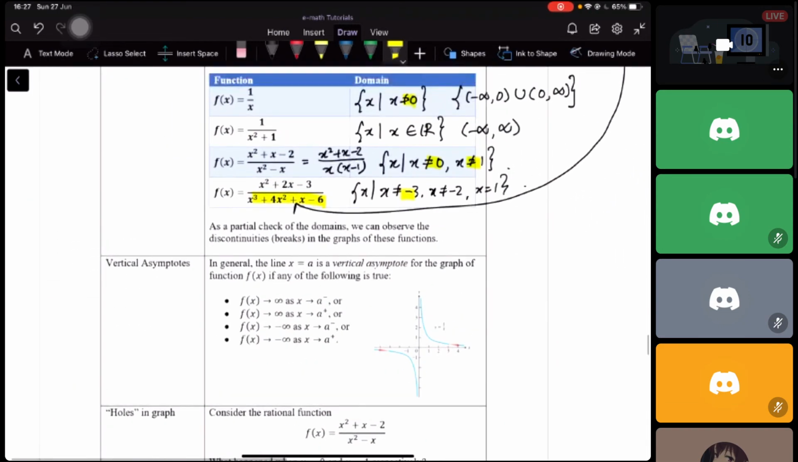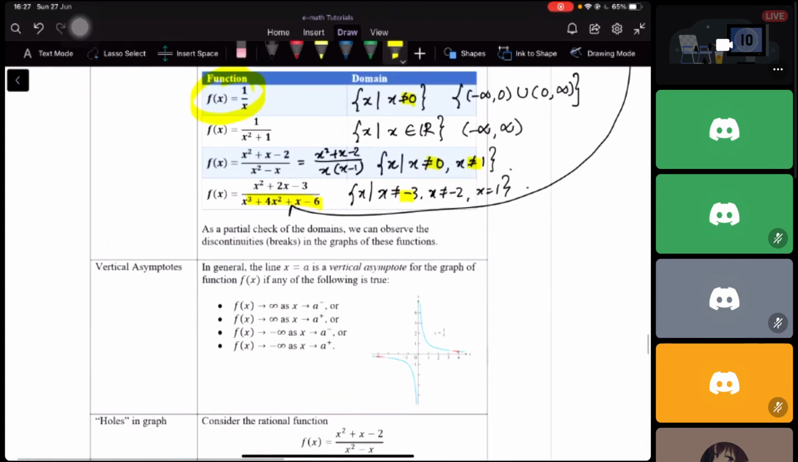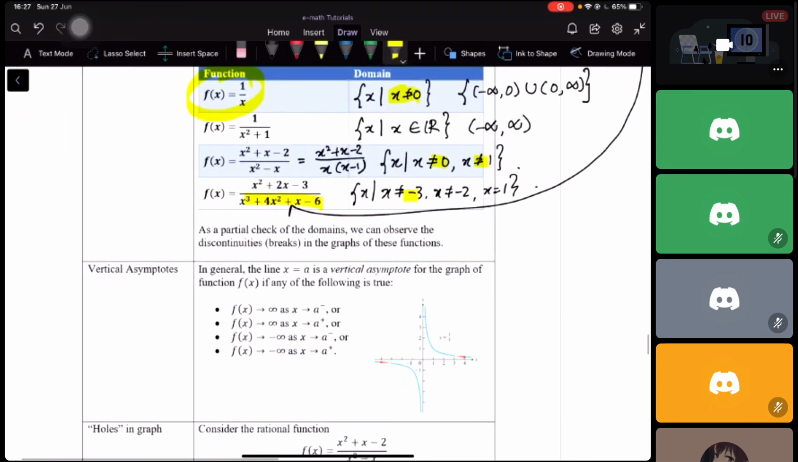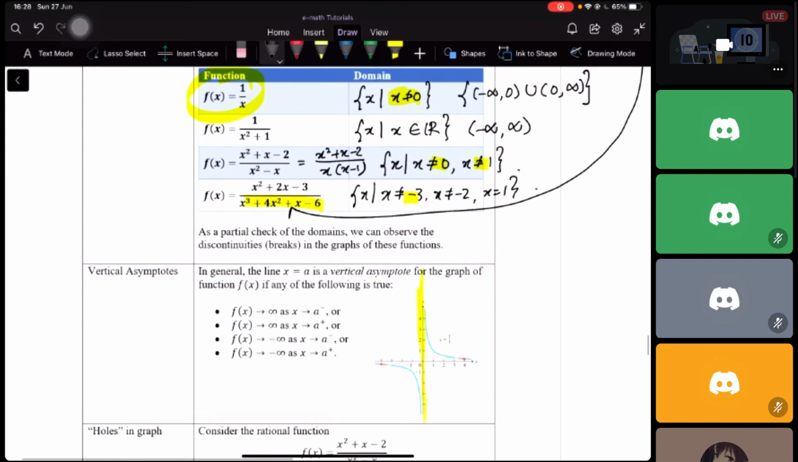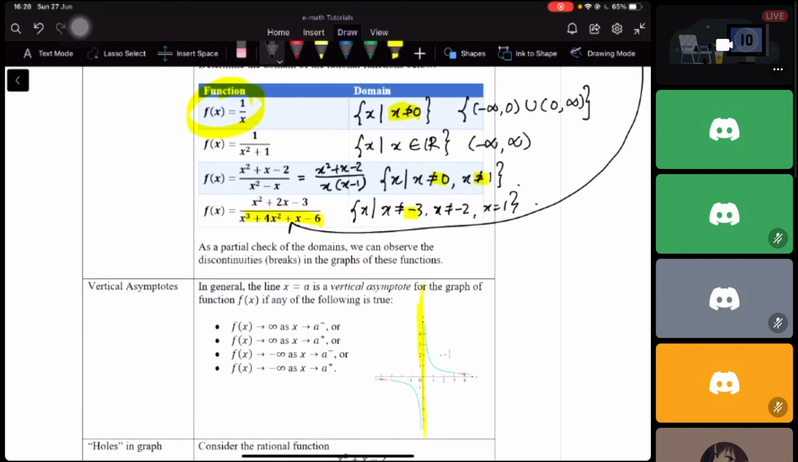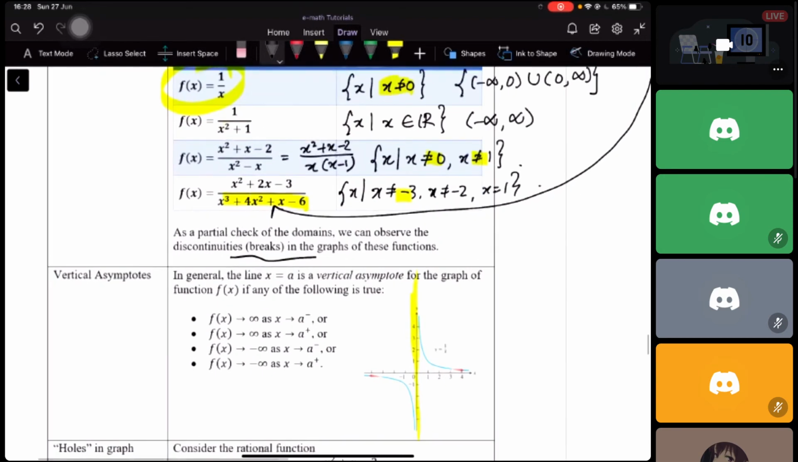If you have a look at this graph, the graph of 1 over x, do you notice that we said that x is undefined at 0? Do you notice that you have a break here? The graph is not continuous at x equals 0. So usually when in a domain we say that x cannot be equal to something, it means discontinuities happen at that something. So in this case, it's 0.